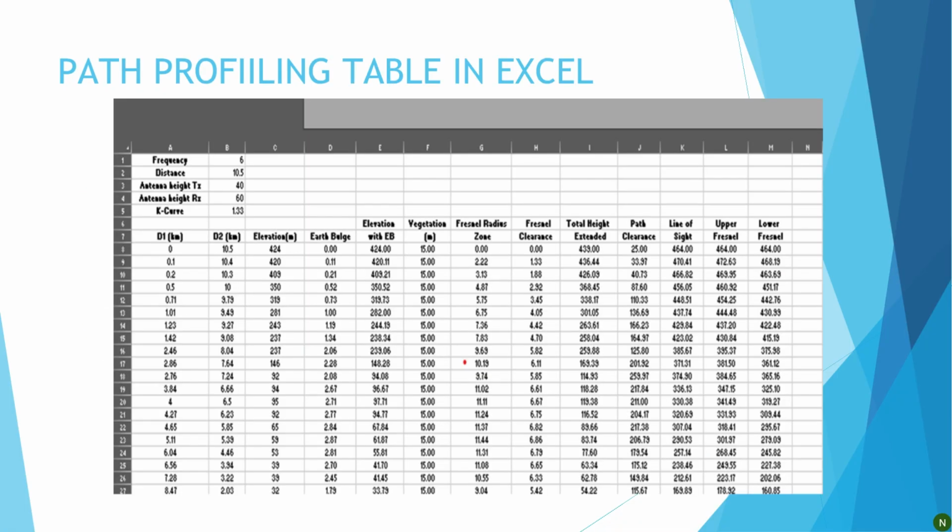Path profiling table in Excel. This table presents the computed data for each segment of the path. It includes distance intervals, elevation readings, earth curvature corrections, and clearance computations. This result confirms that the path maintains sufficient clearance for signal propagation.